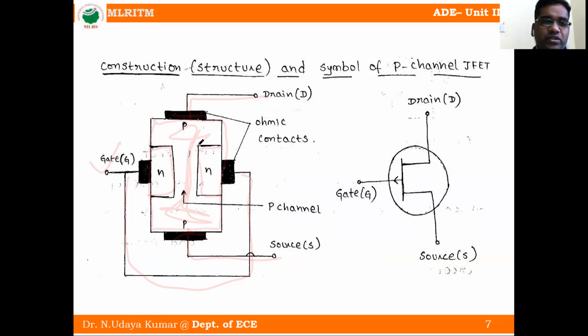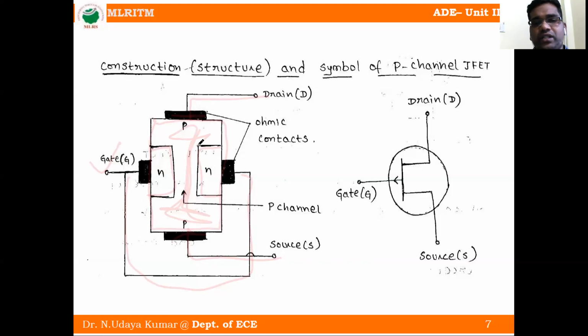Already I just now discussed source, drain and gate here also. What do you mean by source here? Source is always connected to the negative terminal of the battery. Gate is always connected to the positive terminal of the battery, so that there is a movement of charge carriers from source to drain.